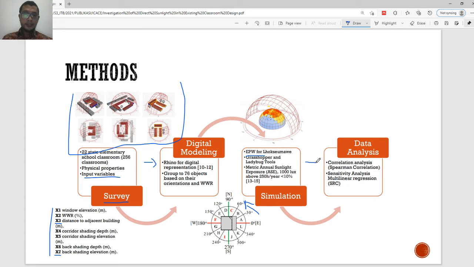Then for the data analysis, we use Spearman correlations to filter which of the input variables available here are sensitive or have parametric relations. In this case, we're looking at how sensitive the variables are by looking at the standardized regression coefficients, or we call it SRC here.